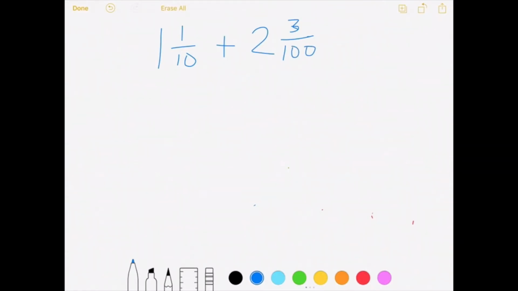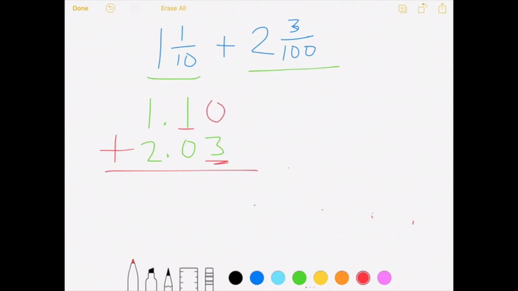Sometimes it's easier to change mixed numbers into decimals before you add. Sometimes it's easier than finding the least common denominator. For example, 1 1/10 and 2 3/100 could be written in the decimal form 1.1 and 2.03. Notice that the 1 is in the tenths place and the 3 is in the hundredths place. Now they can easily be added.